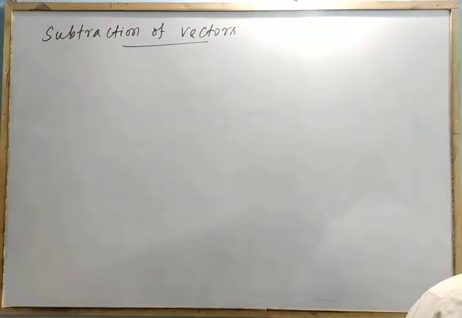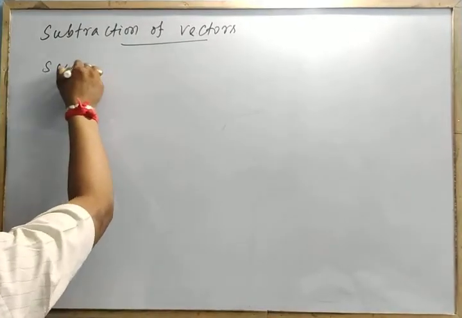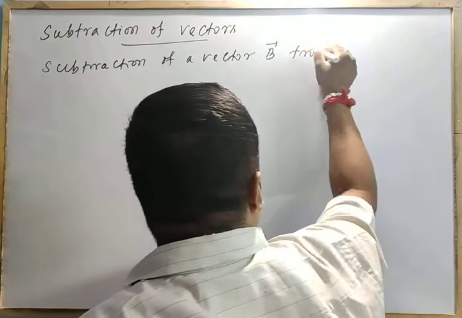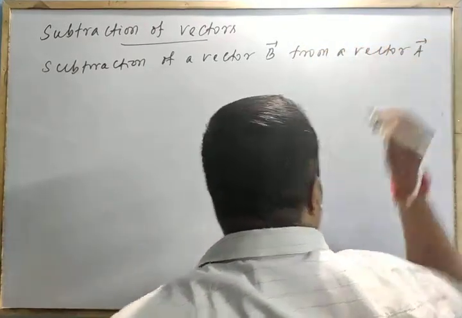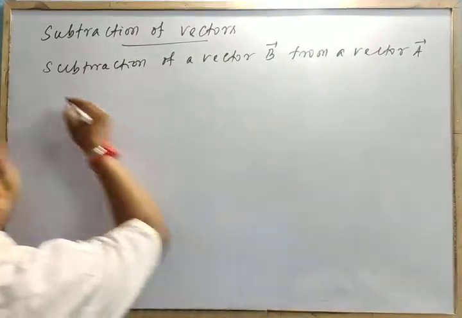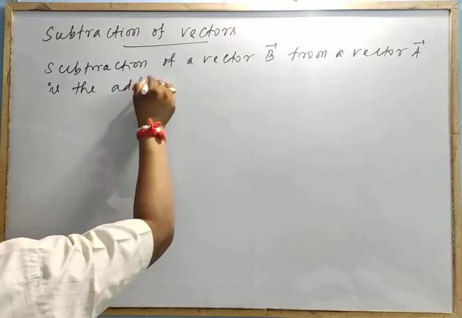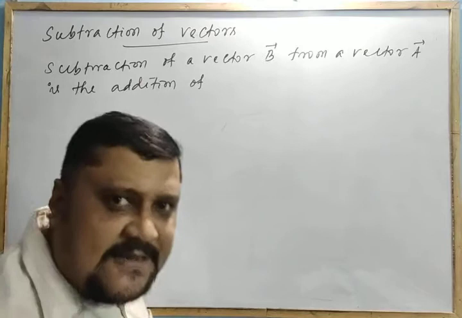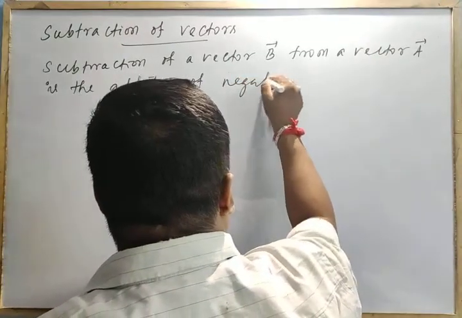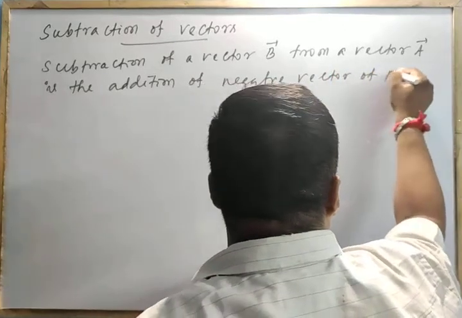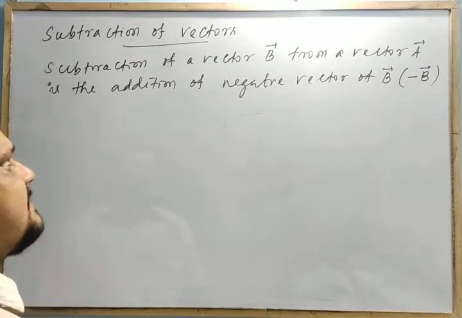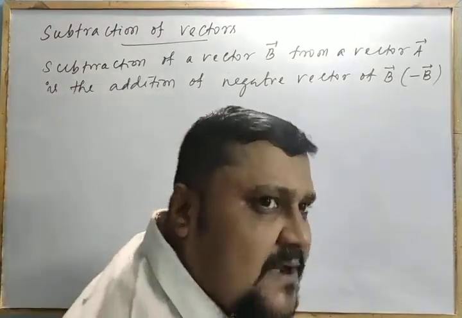Let me write this. Subtraction of a vector b from a vector a is the addition of the negative vector of b, that is minus b, with the same magnitude and opposite direction, with vector a.